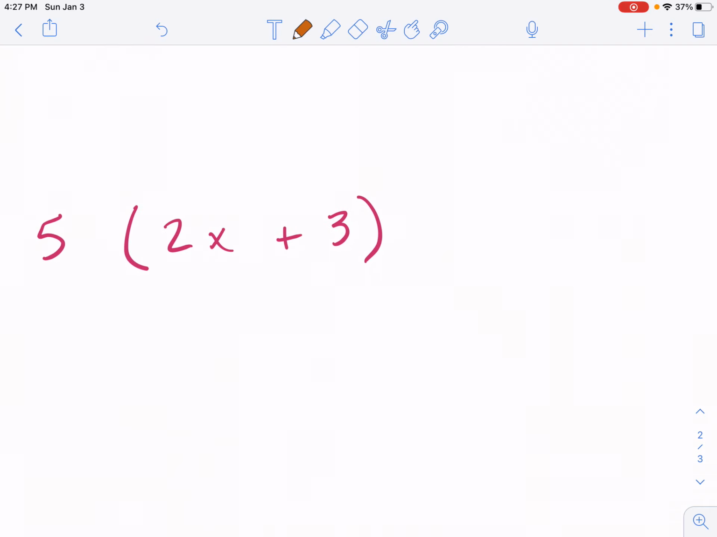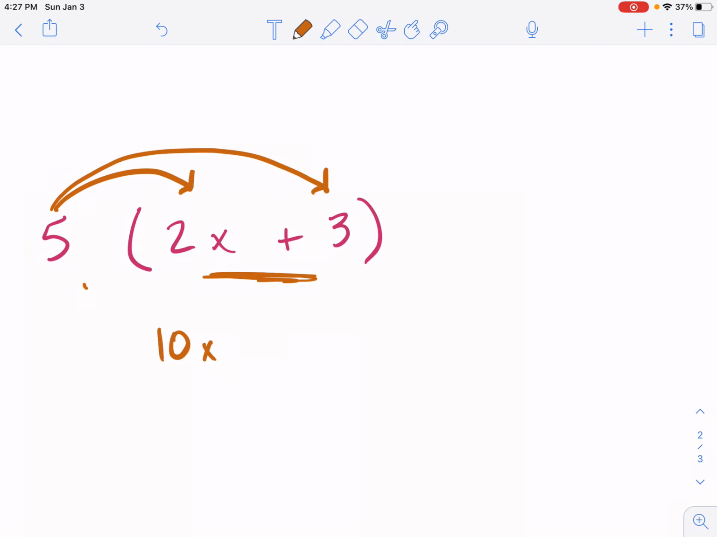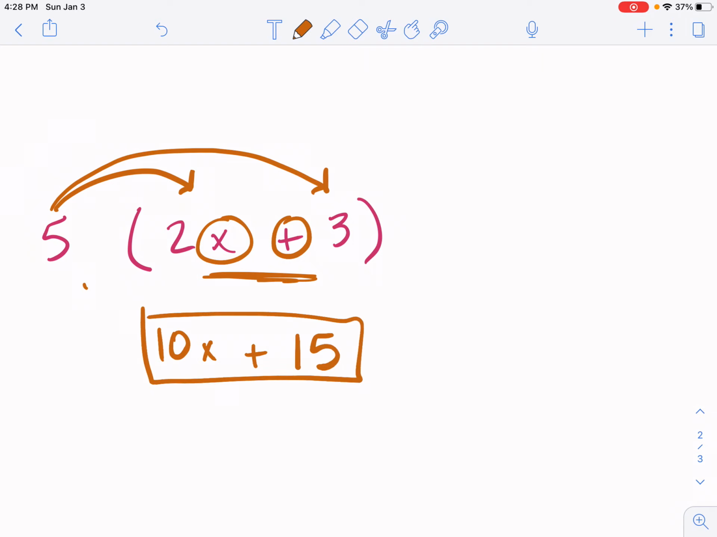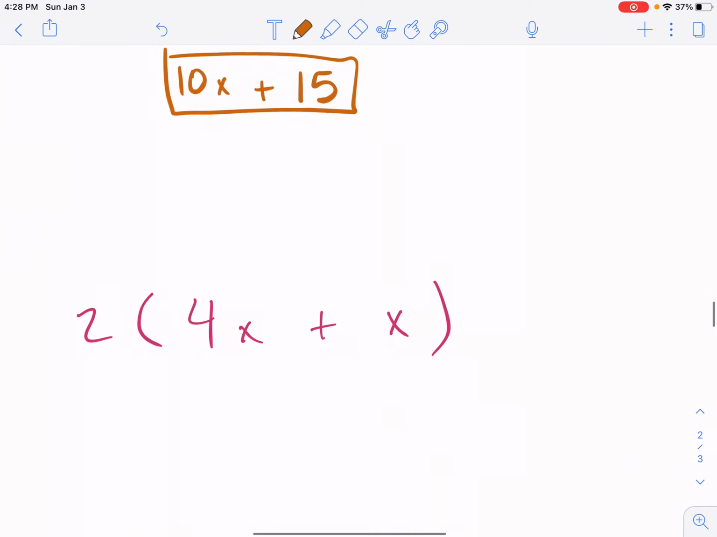Again, you know that according to GEMDAS, you should do whatever's in here first, then multiply it by 5, but we can't do that. That 2x can't be combined with that 3. So I'm going to take my 5 and distribute it. 5 times 2 is 10, so that gives me 10x. Don't forget to keep the x with you. And then 5 times 3 is 15, and since my operation is a plus sign, I'm going to keep that. So 10x plus 15. Okay, let's try one more.